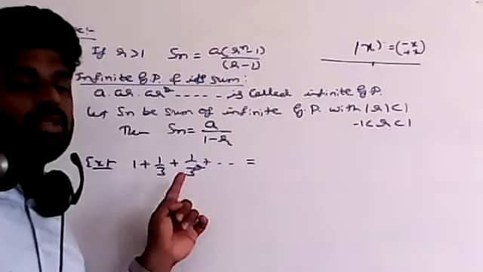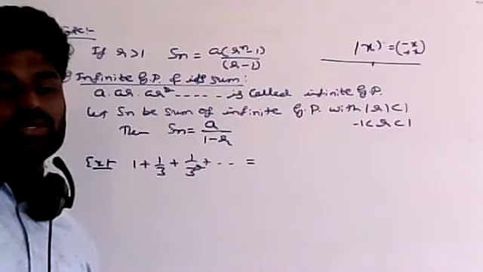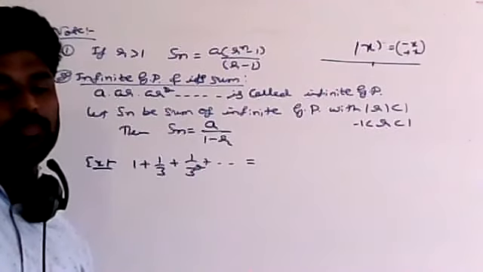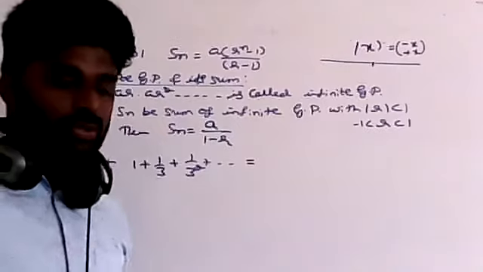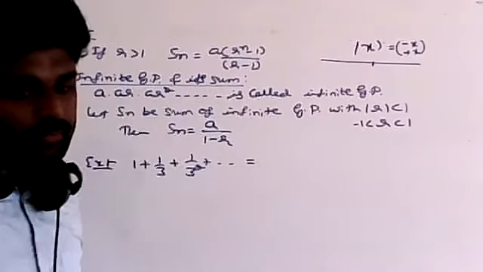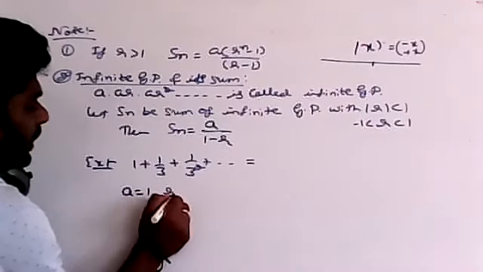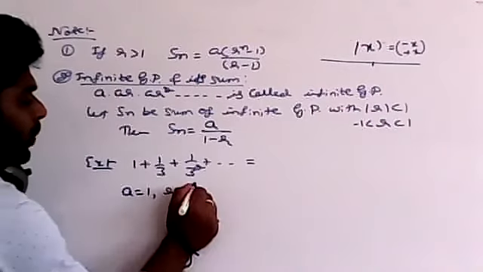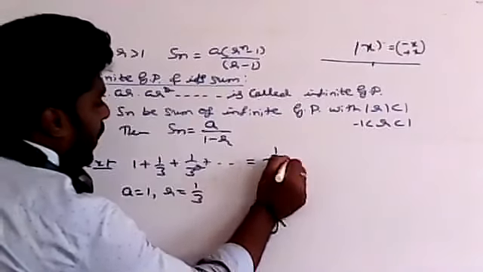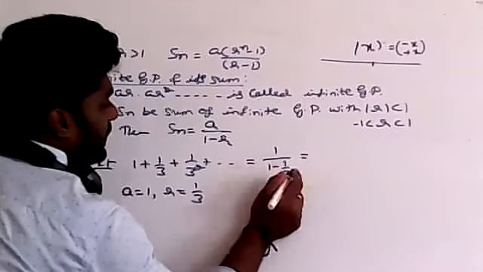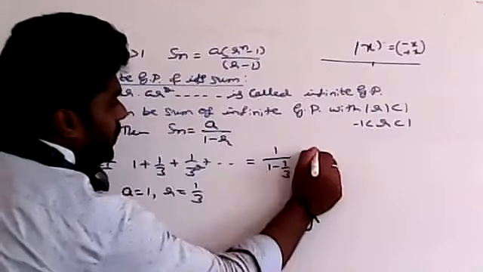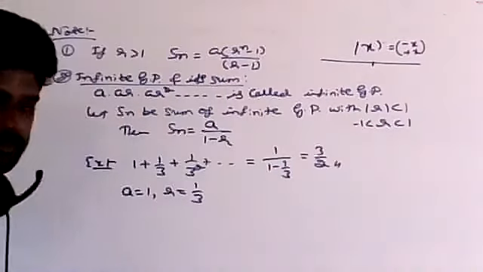1 plus 1 by 3 plus 1 by 3 square plus so on. So what should be the answer in this? 3 by 2. What is the a value here? Can you tell me what is the a value? 1. What is the r value? 1 by 3. Just put here 1 divided by 1 minus 1 by 3. The answer is, this is 2 by 3, no? So 3 by 2 should be the answer.